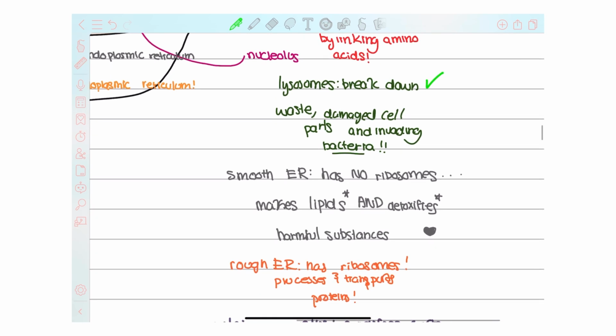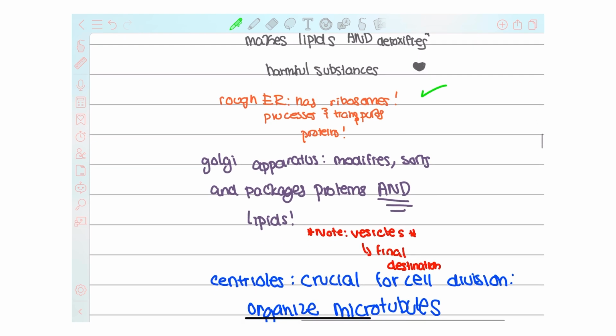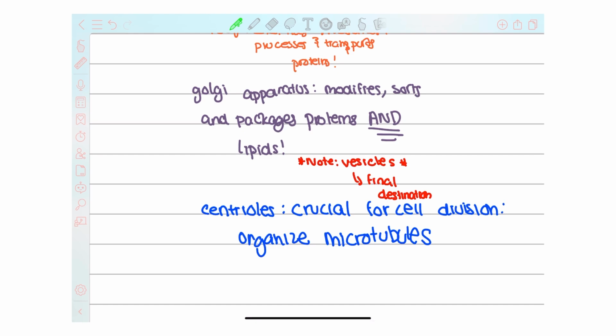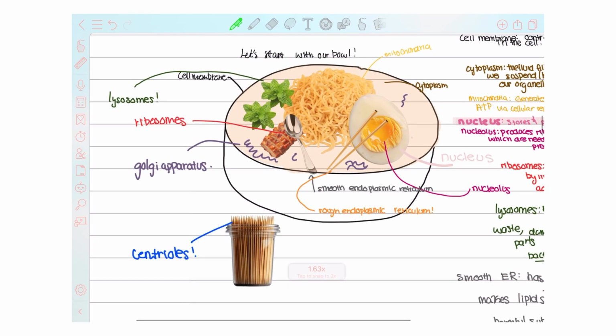I don't like it, but some people do. The smooth ER is our charcoal-infused spoon. The rough ER is our chopsticks. The Golgi apparatus is our special purple sauce. And the centrioles are our toothpick and toothpick holders. That's it. That's all. That's our ramen bowl analogy.